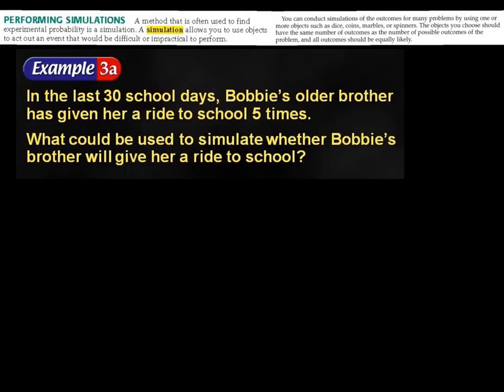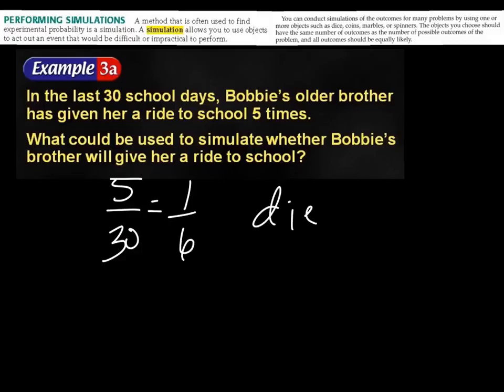In the last 30 school days, Bobby's older brother has given her a ride to school 5 times. What could be used to simulate whether Bobby's brother will give her a ride to school? Now this looks like it could be a contrived problem because 5/30ths reduces to 1/6. So this would be perfect to use a number cube, aka a die.